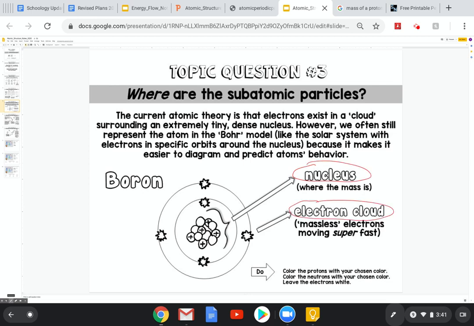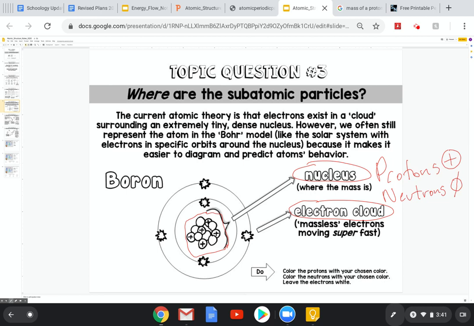The nucleus, just like in a cell, is going to be the very center. It's going to be the very middle of our atom, and this is where you're going to find the protons. And remember, protons are going to be positive, and you're also going to find your neutrons. Neutrons, remember, are going to be no charge. They are both going to be found in the center.